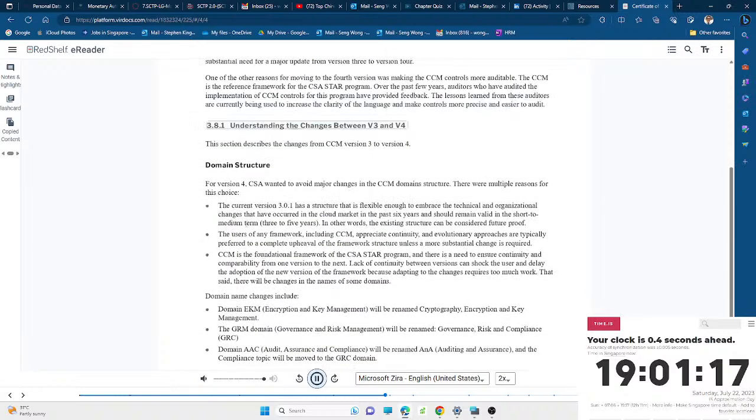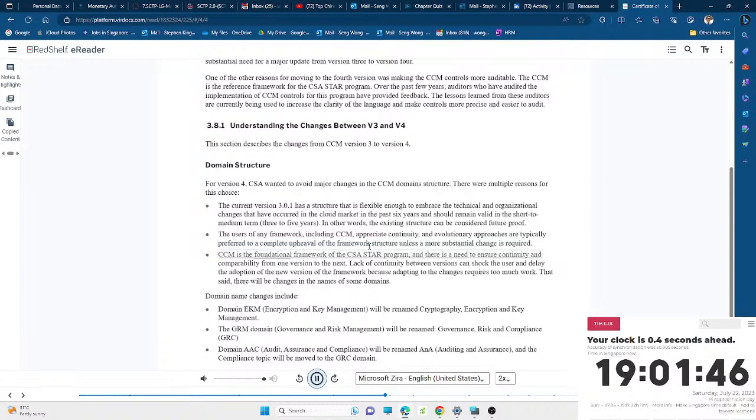3.8.1 Understanding the changes between v3 and v4. This section describes the changes from CCM version 3 to version 4. Domain structure for version 4. CSA wanted to avoid major changes in the CCM domain structure. There were multiple reasons for this choice. The current version 3.0.1 has a structure that is flexible enough to embrace the technical and organizational changes that have occurred in the cloud market in the past 6 years and should remain valid in the short to medium term, 3 to 5 years. In other words, the existing structure can be considered future-proof. The users of any framework, including CCM, appreciate continuity, and evolutionary approaches are typically preferred to a complete upheaval of the framework structure unless a more substantial change is required.